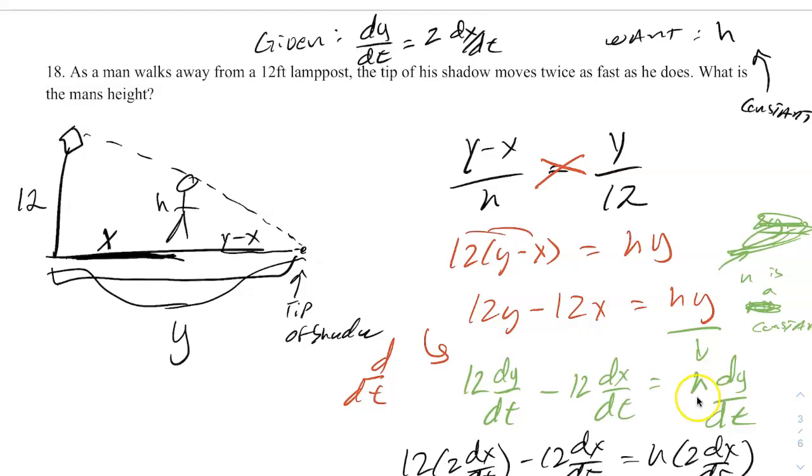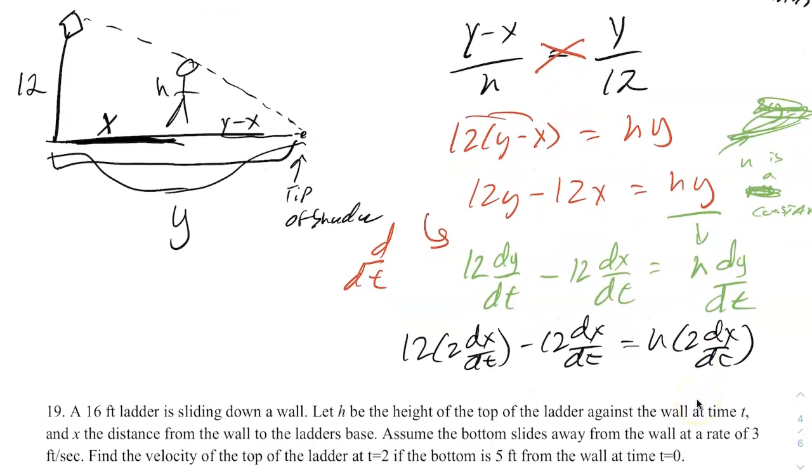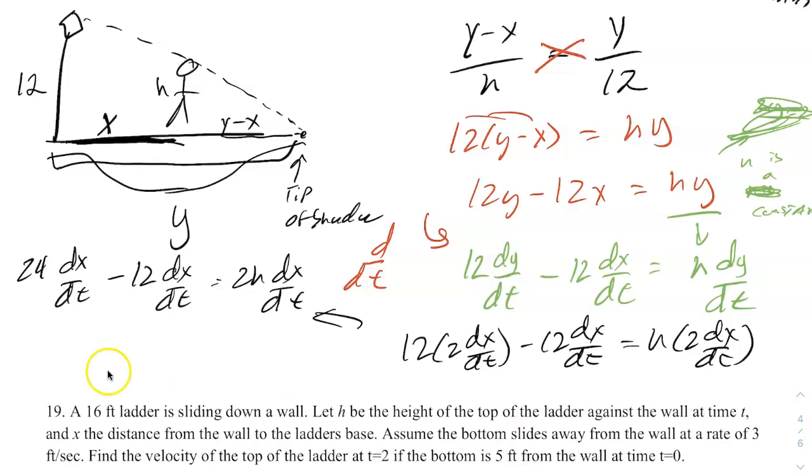Let's do some math on this. So I'm going to get 24 dx dt minus 12 dx dt equals 2h dx dt. Just doing the math here. Subtract these, you get 12 dx dt equals 2h dx dt.